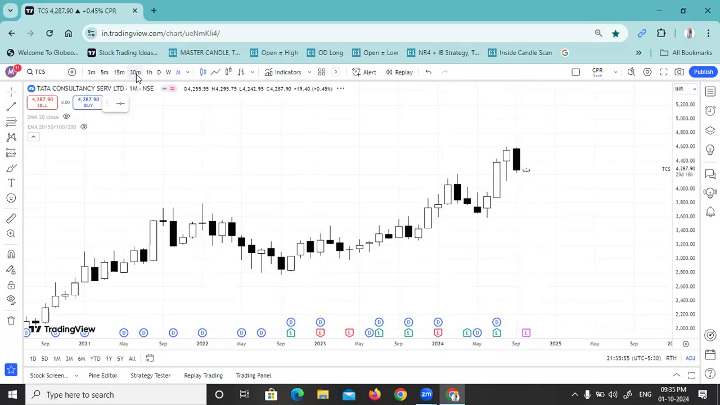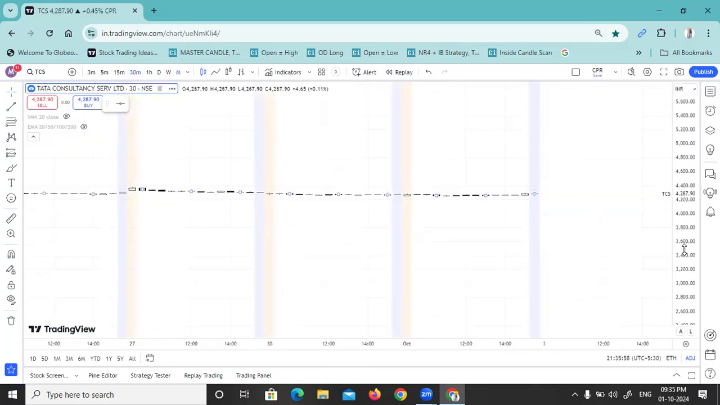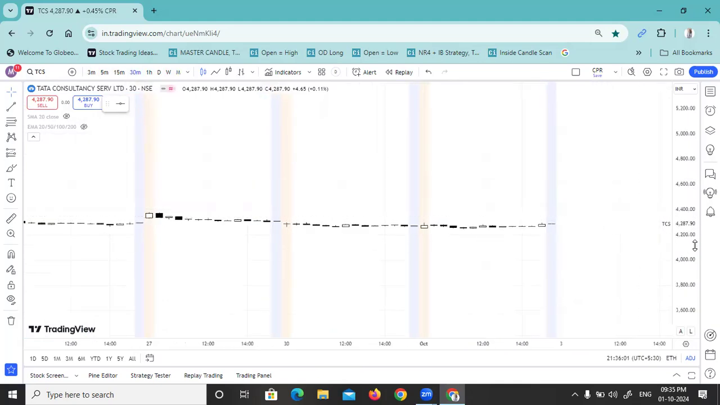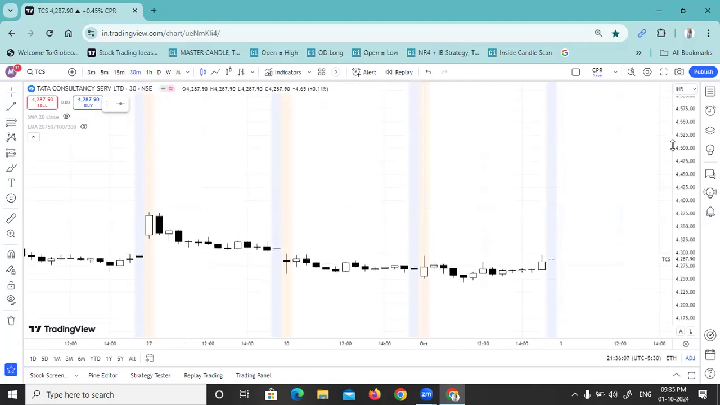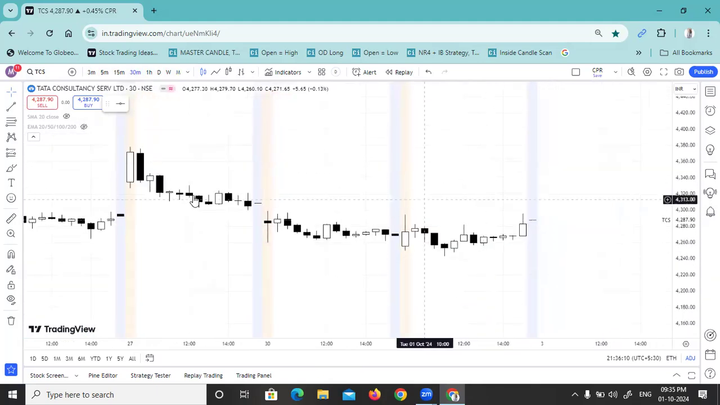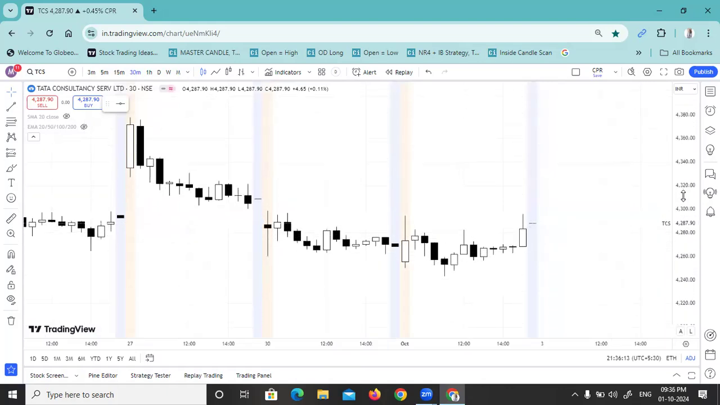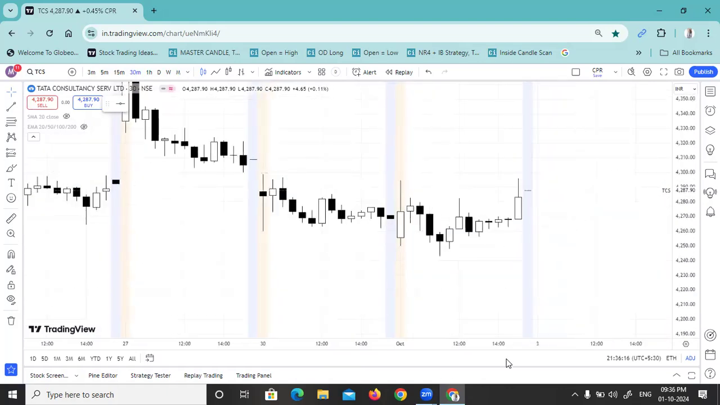For example, you can see this is 30 minutes time frame. So 30 minutes time frame means one candle will take 30 minutes to form. Each and every candle has a duration of 30 minutes. So this is today's graph, 1st October. You can see this is the first candle, 9 o'clock. This is the next candle, 9:30. Next candle, 10, 10:30, and so on.